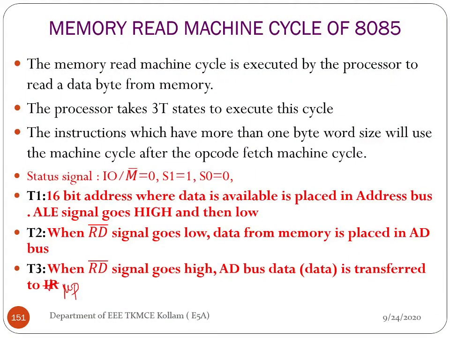In this section, we are going to discuss memory read and memory write machine cycles of 8085. First of all, let's see the memory read machine cycle. What do you mean by memory read? Memory read is the process of taking data which is available in external memory into the microprocessor. The memory read machine cycle is executed by the processor to read a data byte from memory. In order to complete one memory read machine cycle, it usually requires 3 T states.